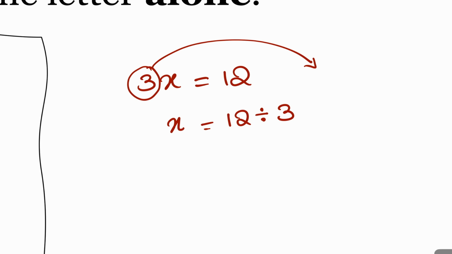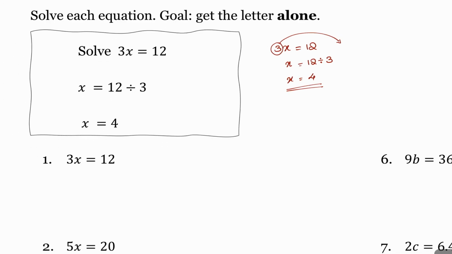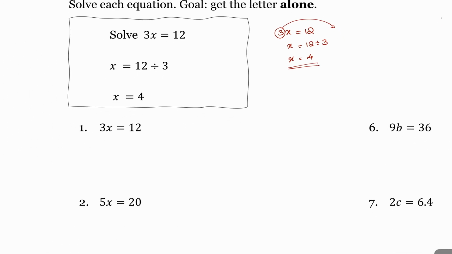So x = 12 divided by 3. If you don't know what 12 divided by 3 is, you can use a calculator. So 12 divided by 3 equals 4. So our solution is x = 4. I have clearly explained this over here in your example.